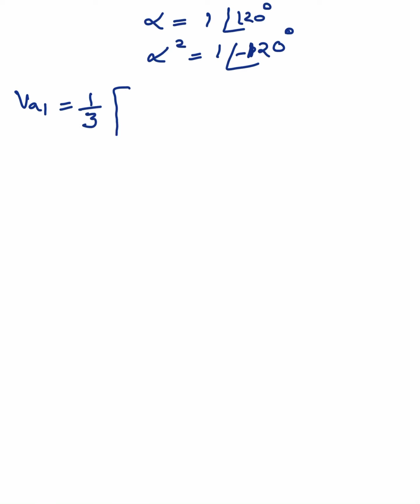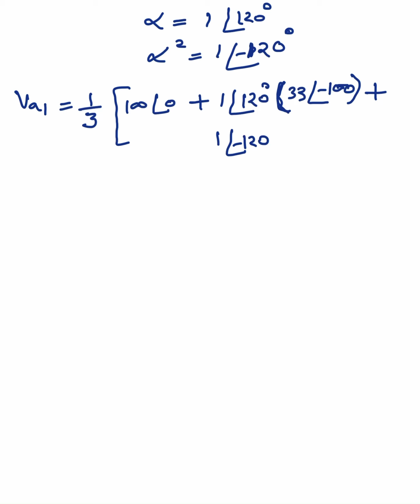So we have to find the value of VA1, the positive sequence component. VA1 is 1 upon 3 times 100 angle 0 degrees, plus alpha times VB, that is 33 angle minus 100 degrees, plus alpha square, that is 1 angle minus 120, times VC, that is 38 angle 176.5 degrees.